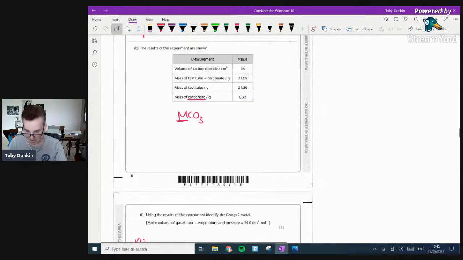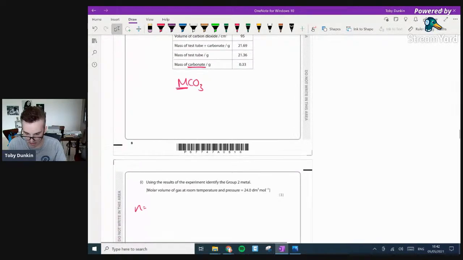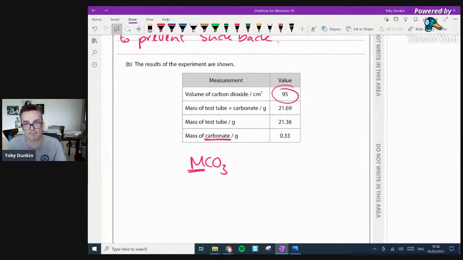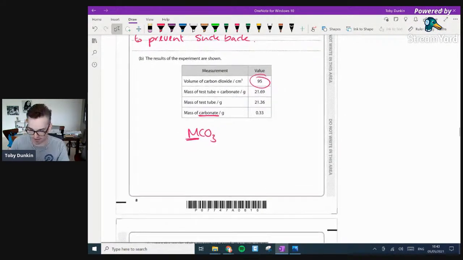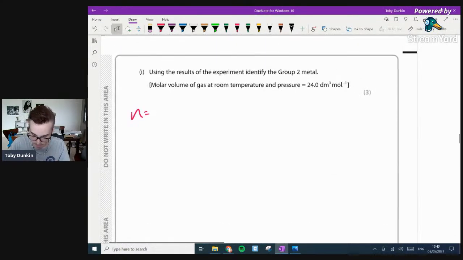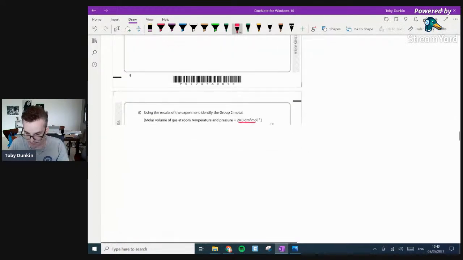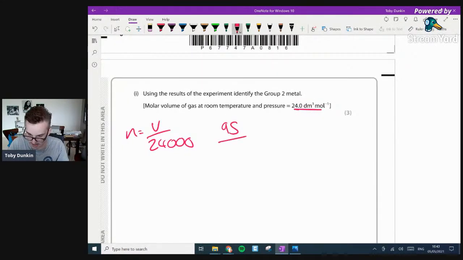It's quite dangerous. So the only thing we actually know is the volume of carbon dioxide in centimeters cubed. We can't work out the moles of the metal carbonate without knowing its relative atomic mass. Good job. Well done. So number of moles is V over 24,000. Now they gave me V over 24, but we're not in dm cubed. We're in centimeters cubed. And we collected 95 centimeters cubed of carbon dioxide. So 95 divided by 24,000 gives me 3.96 times 10 to the minus 3 moles of carbon dioxide.